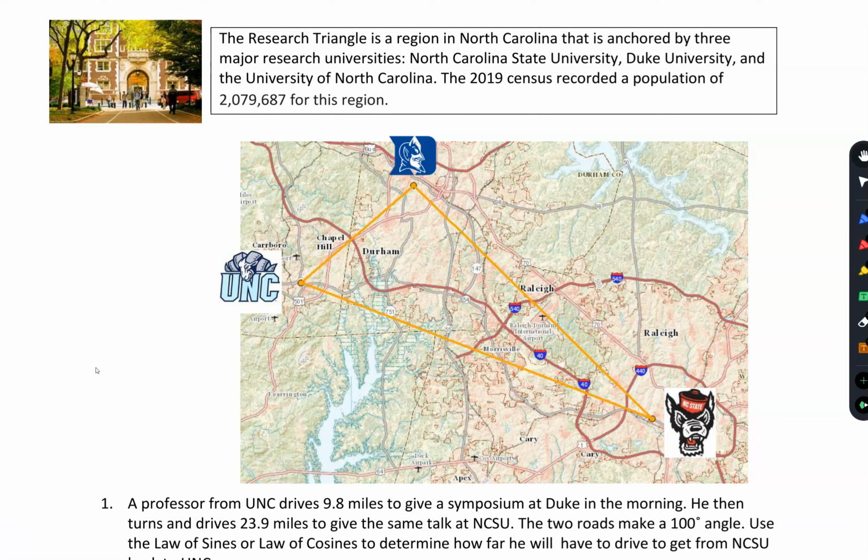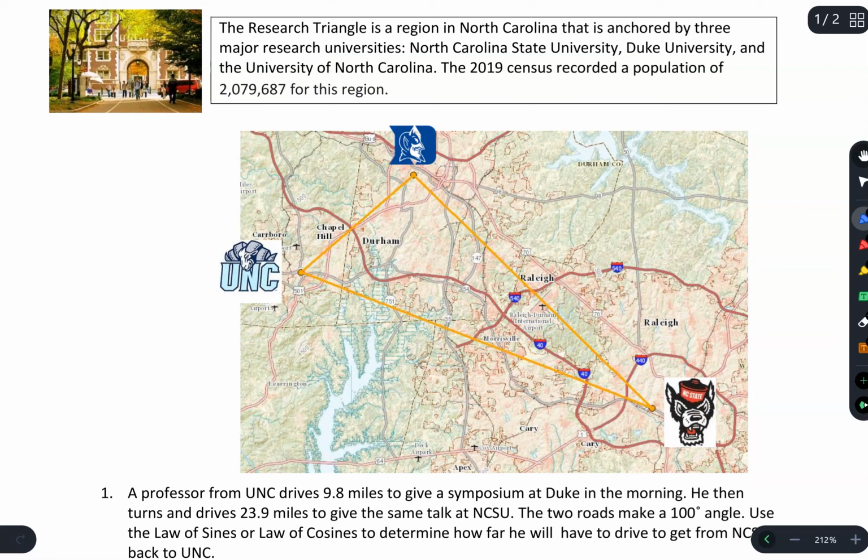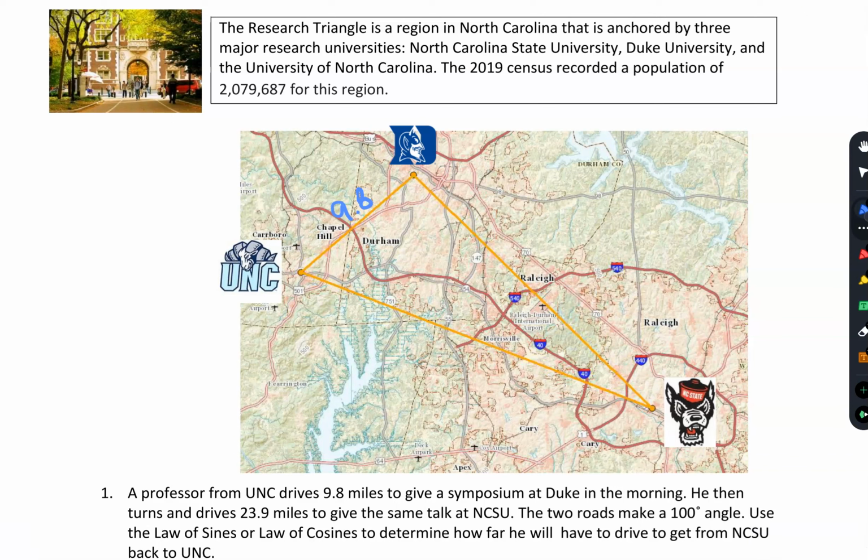So he drives from UNC to where? Which one of these? Duke? Yes. So he's driving how far? 9.8 here. He then turns and drives 23.9 miles to give the same talk at NCSU. So he's going to drive 23.9 miles here. The 2 roads make a 100-degree angle.